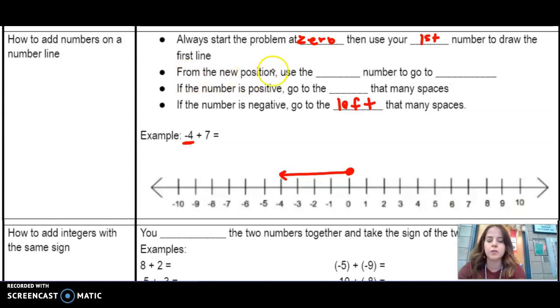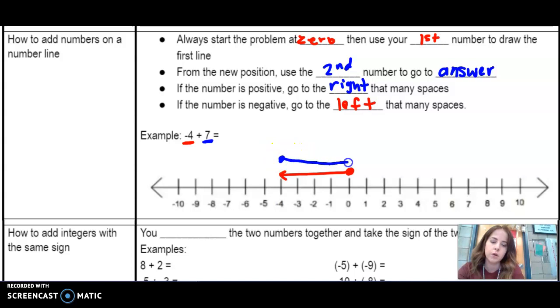Then from the new position, use the second number to go to the answer. And if the number is positive, go to the right that many spaces. So my second number is 7, so I'm starting at my new position. I'm going to go 7 spaces to the right because the 7 is positive. So 1, 2, 3, 4 puts me back at 0. 5, 6, 7. I land on 3.